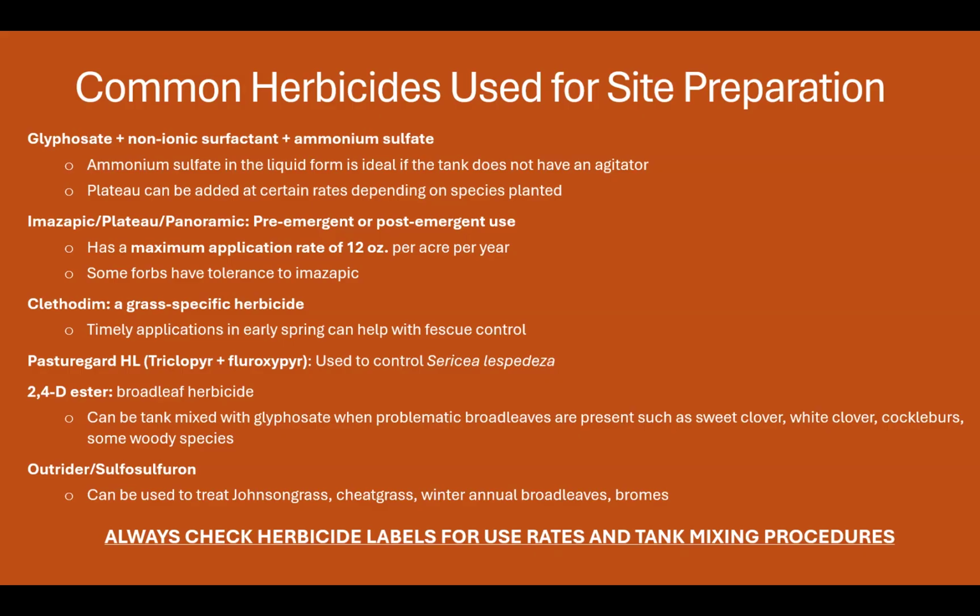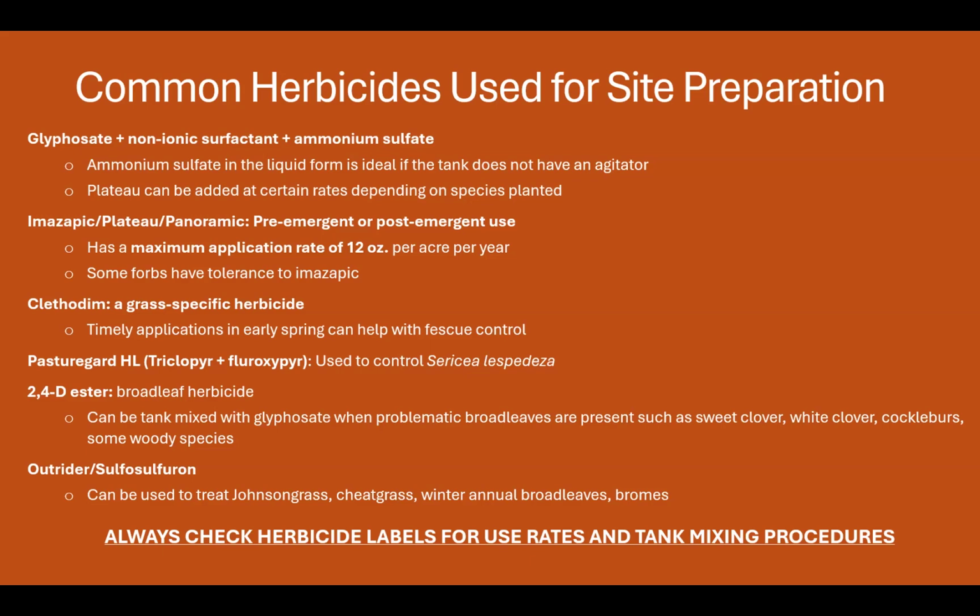If you're using ammonium sulfate and your tank does not have an agitator, I would recommend you utilize the liquid form of that. The granular form just kind of sits at the bottom of the tank if it's not mixed in properly. So an agitator is really helpful in that case. You can also add Plateau at certain rates depending on what species are planted. I find that I like to include that in my mixes in the fall.